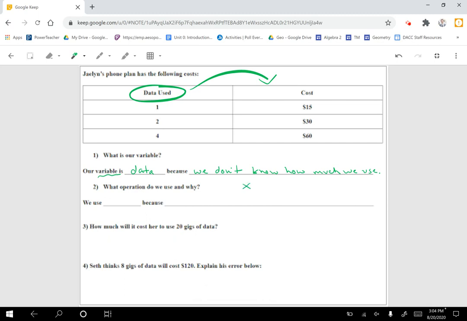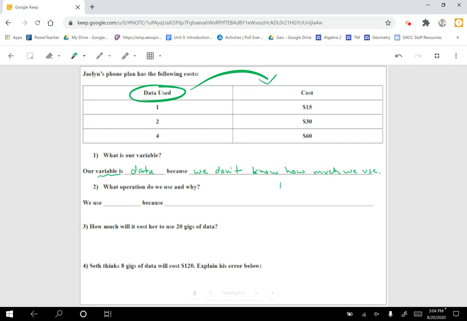So let's try this out. If we have data and we want to do plus 15, if we plug in 1, we would get 1 plus 15 is $16. And we can check our table. No, that doesn't work. 1 gig does not cost $16. What about 2 gigs? Maybe it'll work for that. 2 plus 15 gives us $17. Okay, so it doesn't look like the operation we want to use is addition. So let's try another method.